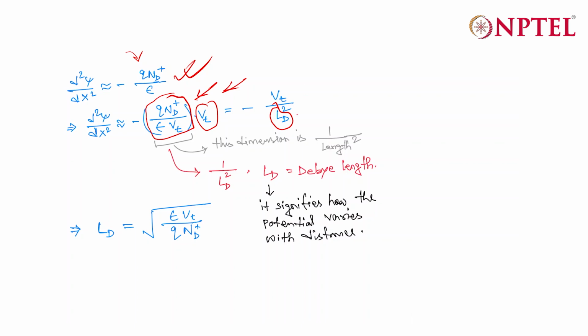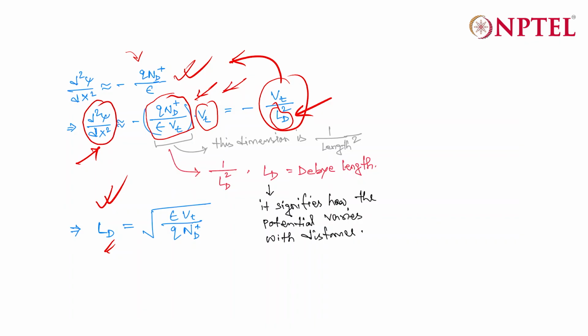This particular term Ld is known as the Debye length, and the expression for Ld can be given as root over epsilon Vt by Q Nd plus. From this equation, if you calculate the value of Ld, you will find that the expression for Ld is equal to root over epsilon Vt by Q Nd plus. Now this Debye length signifies how the potential varies with distance, right?